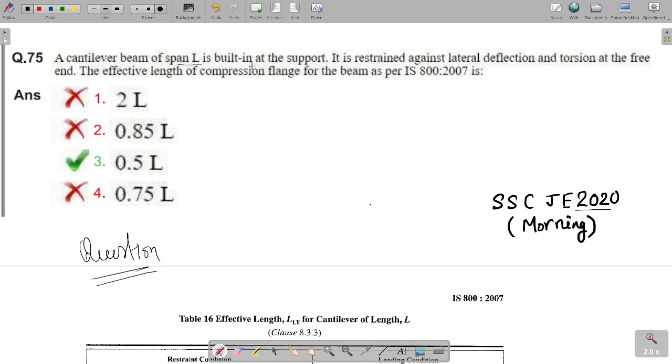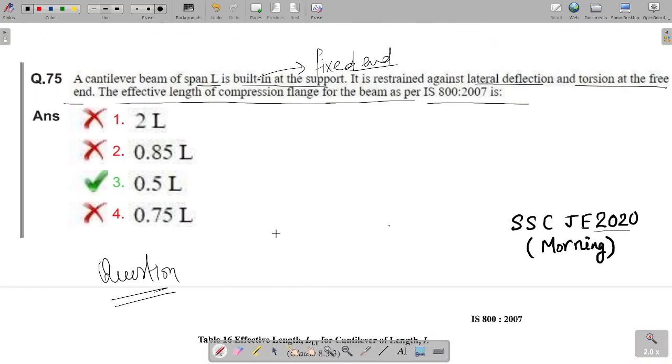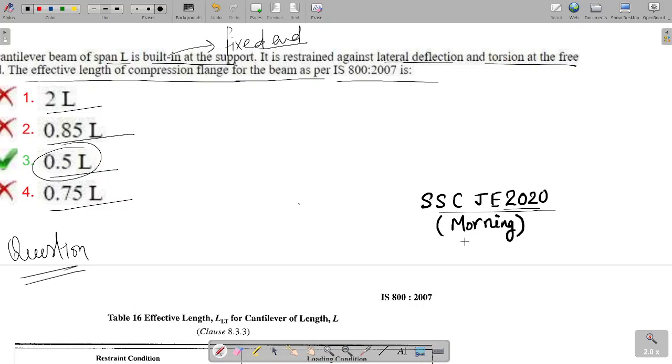Cantilever beam of span L is built in at the support. Built in means fixed and supported, right? Now it is restrained against lateral deflection and torsion at the free end. The effective length of compression flange for the beam, as per IS 800 2007. The options are 2L, 0.85L, 5L and 0.75L. This question is from SSC JEE 2020 morning shift.